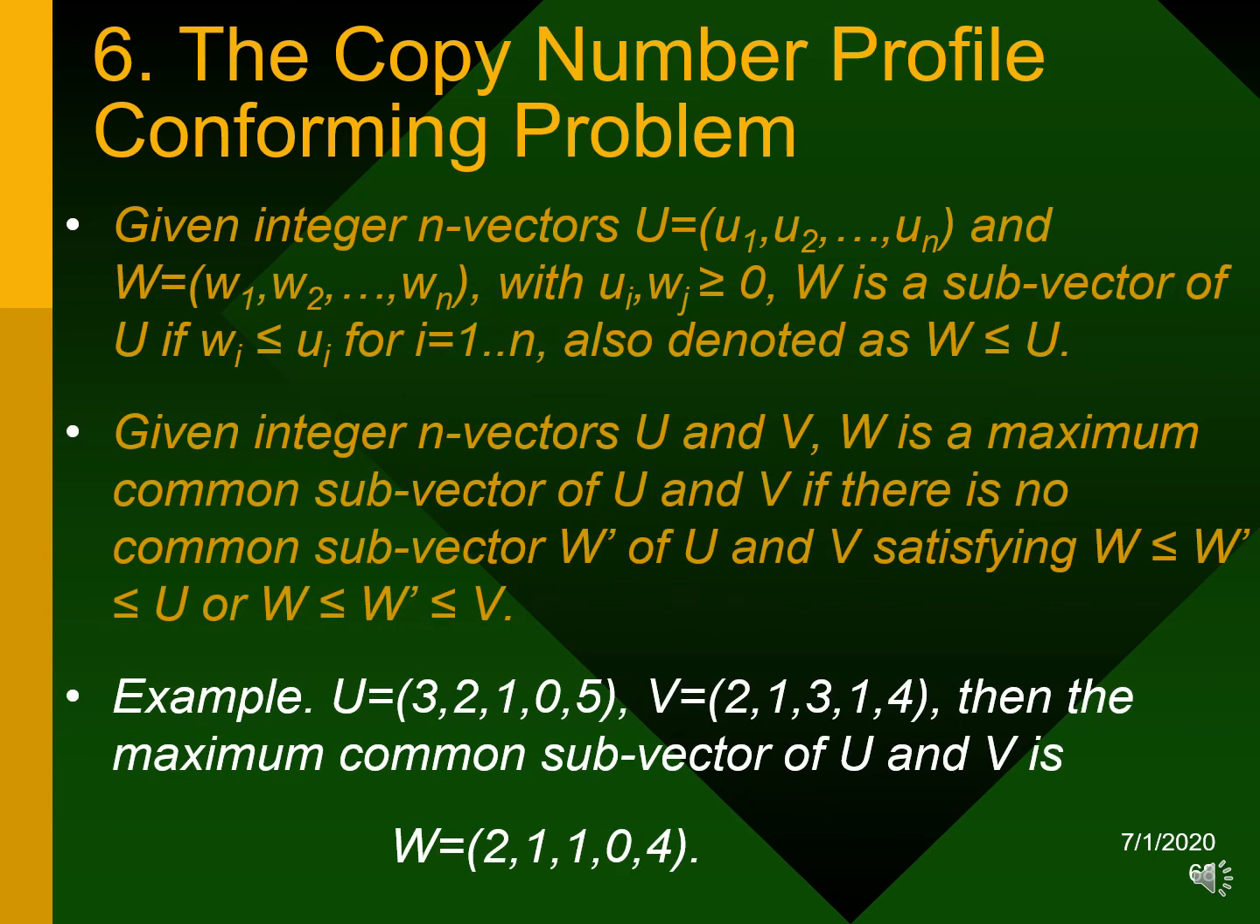Maximum common subvector, W, is obtained as follows. You take the first component of U and of V, and among 3 and 2, you take the minimum. For the second one, it is 2 and 1, right? Again, you take the minimum, you get 1, etc. You get this W. So this is an alternative definition for the maximum common subvector.